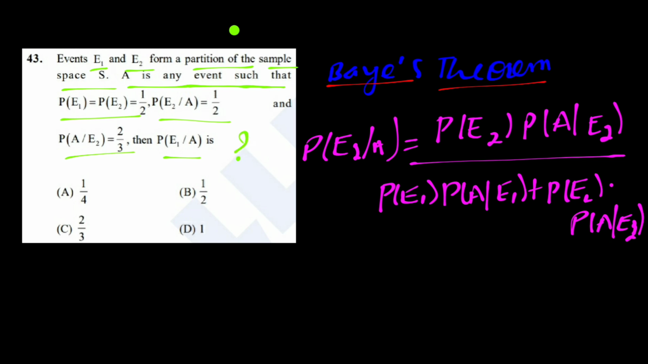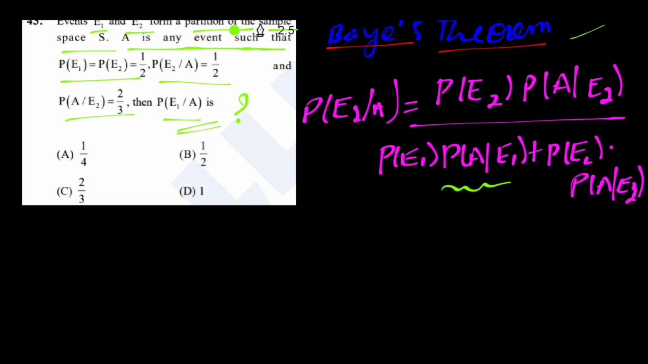So I'll use Bayes theorem here. In this, the given values I'll substitute here. I'll get P of A by E1. After getting P of A by E1, we have to find P of E1 by A. The same formula we have to use here. So now I'll substitute the values here.